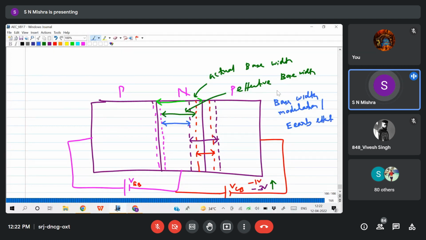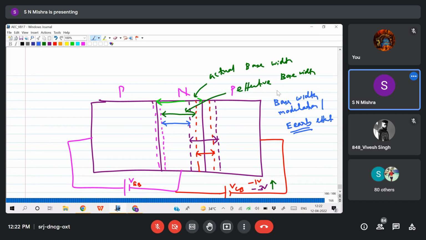The Early effect is named after the scientist J.W. Early, who first detected this phenomenon. So the name is given as Early effect, or base width modulation. Understood?